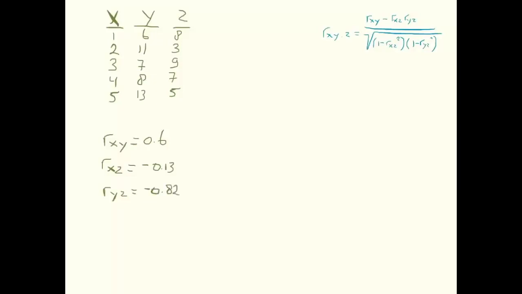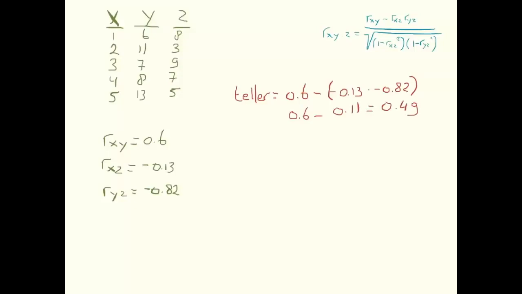So first we're going to calculate the numerator. The correlation between x and y is 0.6. The correlation between x and z is minus 0.13, and the correlation between y and z is minus 0.82. The numerator therefore equals 0.6 minus negative 0.13 multiplied by negative 0.82. And if we elaborate on this calculation, we see that minus 0.13 multiplied by minus 0.82 is equal to 0.11. So we then calculate 0.6 minus 0.11, which is equal to 0.49.